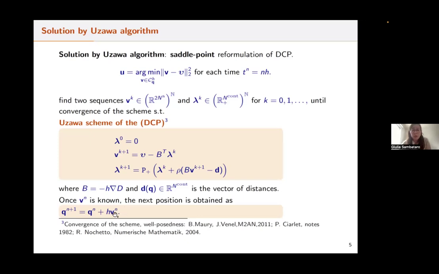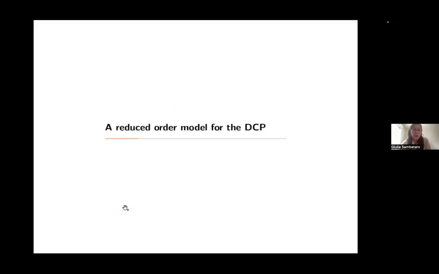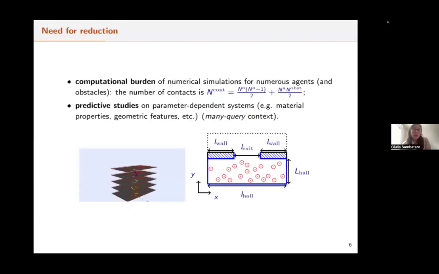Just by updating position by means of the velocities at time n. Okay, so now I'm talking to you about the reduced order model, since this problem is associated with an extreme computational burden in the case of numerous agents. Indeed, you can see here the number of contacts with respect to the number of agents. And this setting is even more difficult in the case of predictive studies.